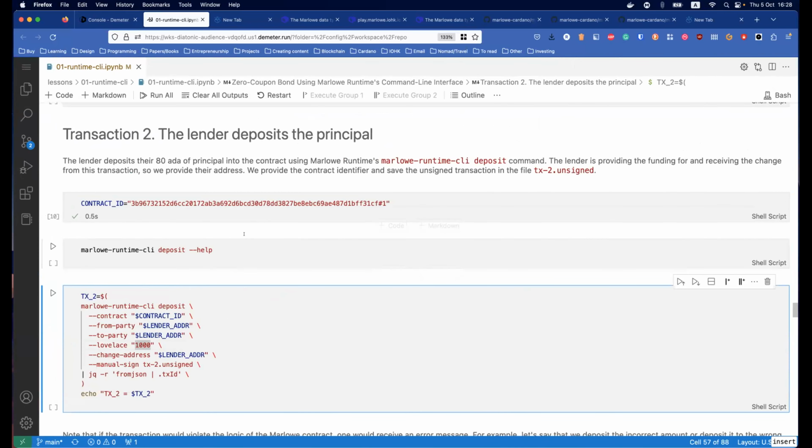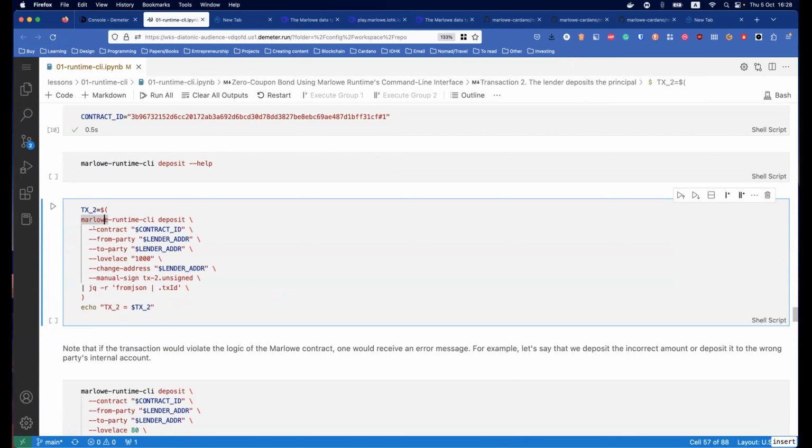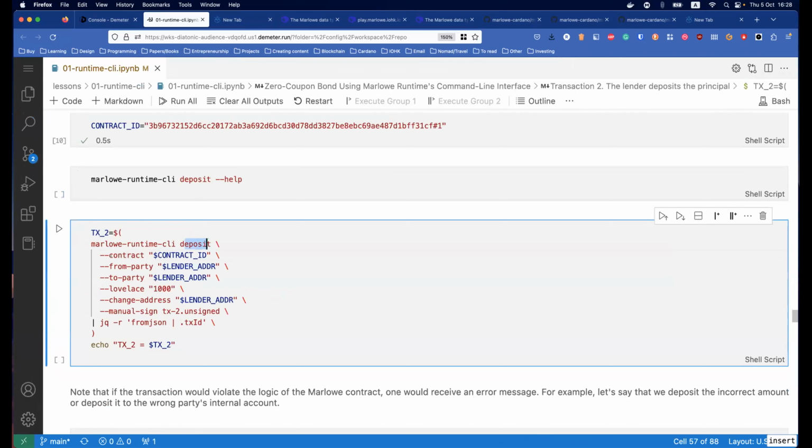So I have my Lars contract ID right here. And here in the trans TX2, I have Marlowe runtime CLI deposit with Lars's contract ID, my own address. I just saved it with the lender address, but this is the one that I sent to Lars. I want to send 100, so I think that's right. 3 more zeros. Yes, you're right.